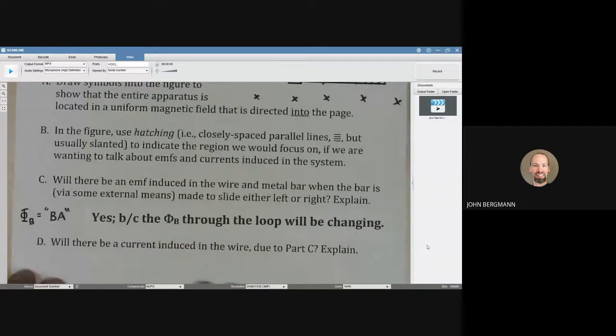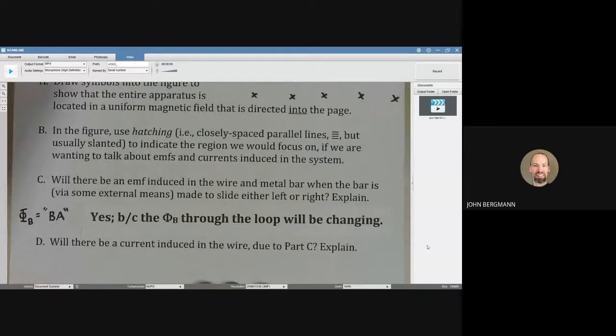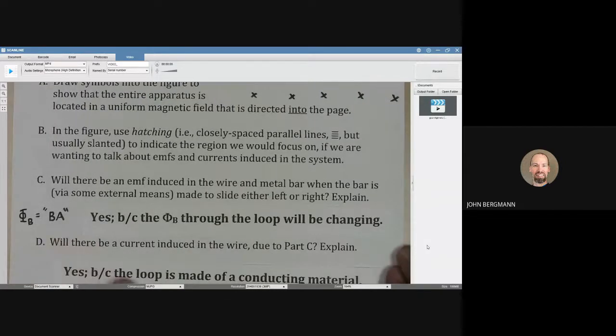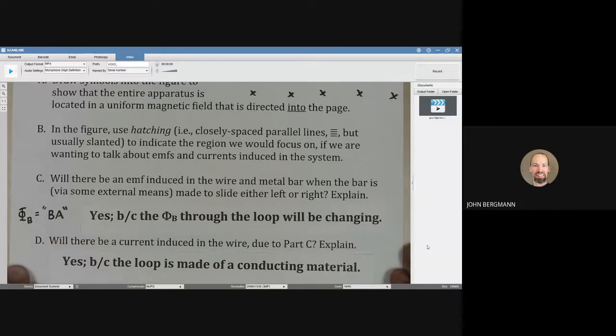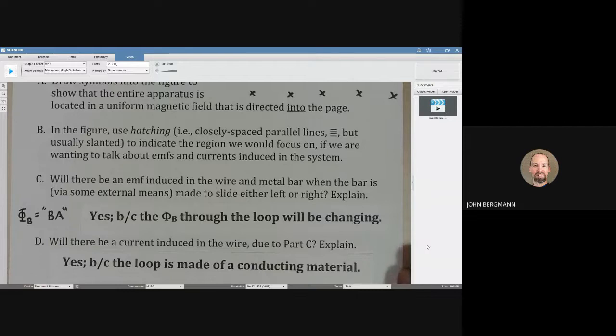And will there be a current in this wire around that loop? Here again, the answer will be yes, because the loop is made of a conductor. We are told that it's a metal wire, and we're told that there's a bar of metal that can slide. So everything's a metal. So yes, there will be an induced current.